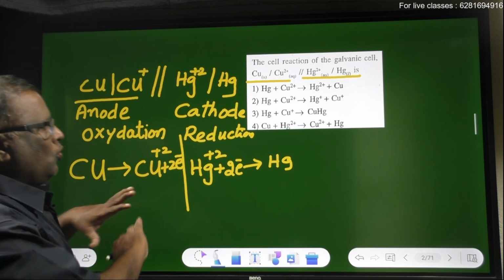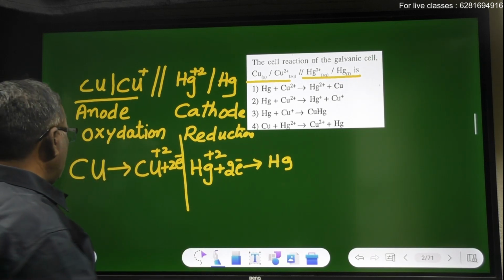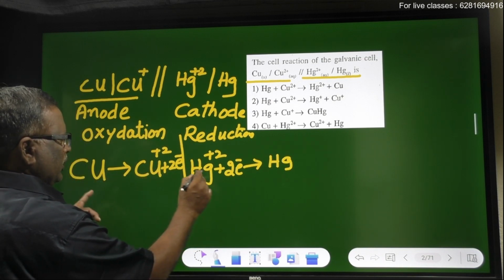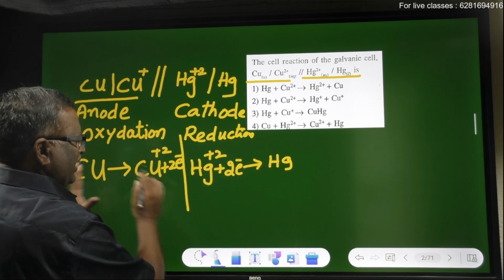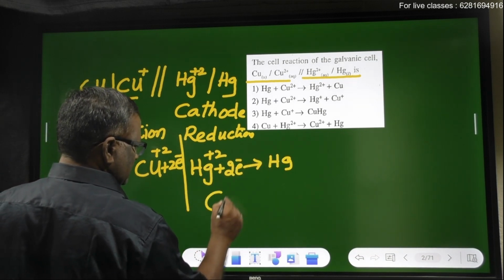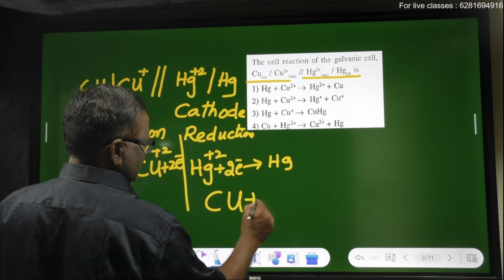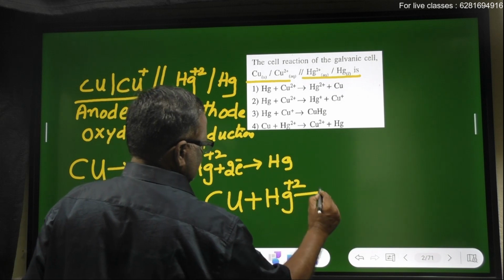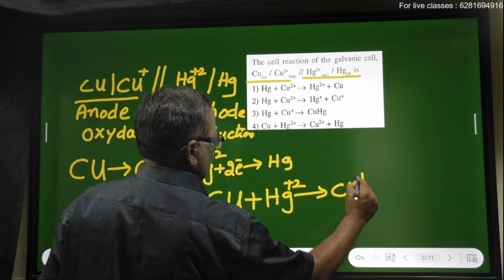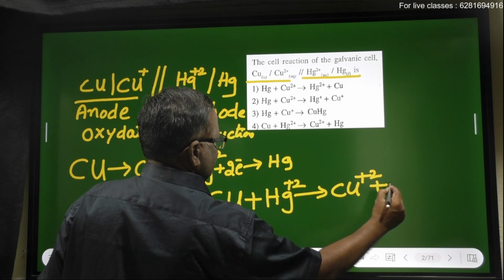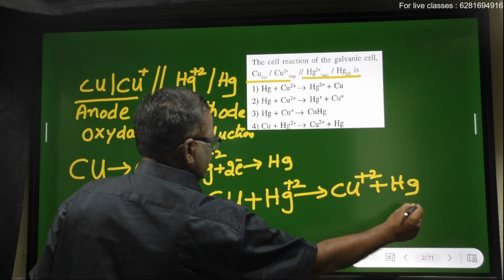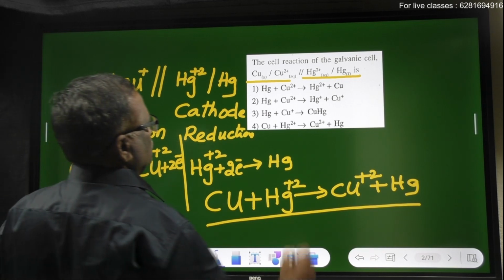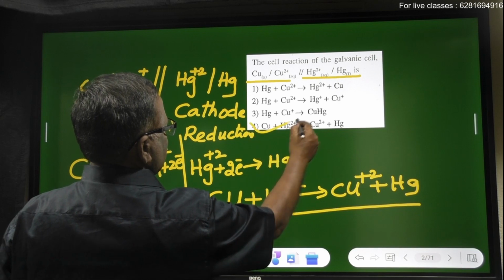Now they are asking for the overall cell reaction. Copper is oxidized to Cu+2, Hg+2 is reduced to Hg. On combining these two equations, we get Cu + Hg+2 gives Cu+2 + Hg. This is the net reaction that takes place in this galvanic cell. So in these options, the fourth option is correct.